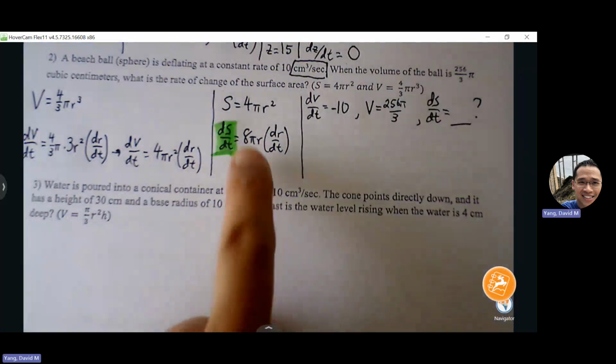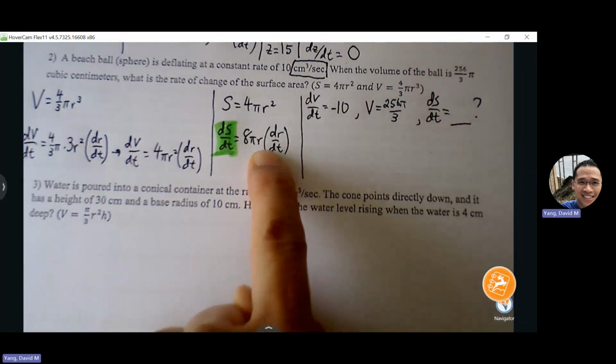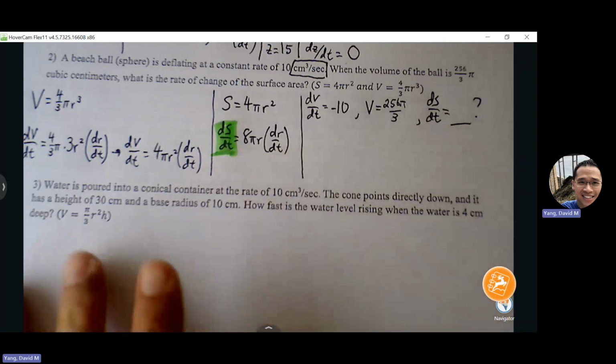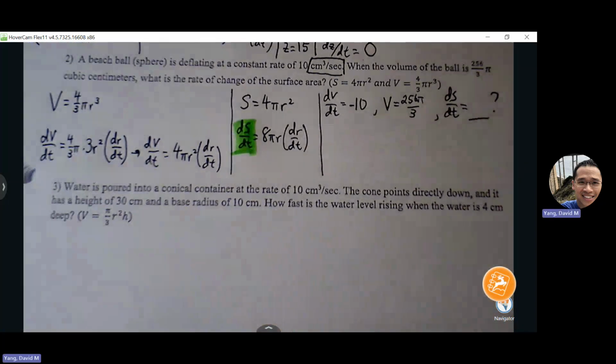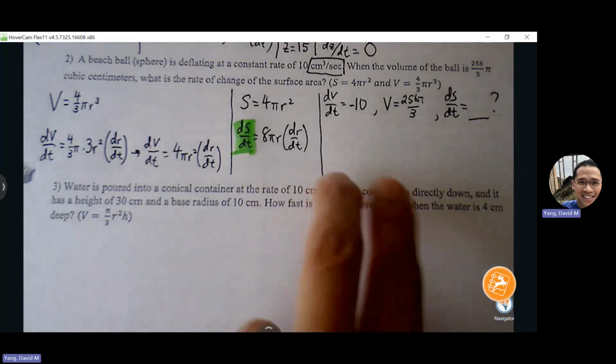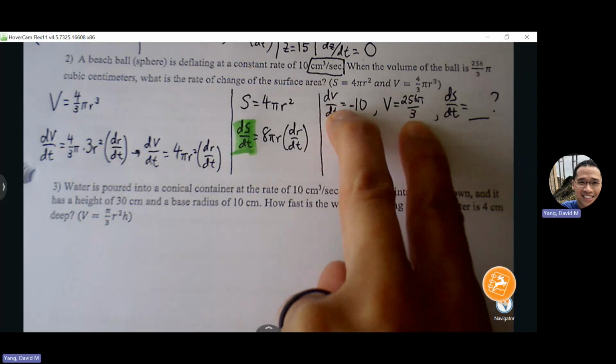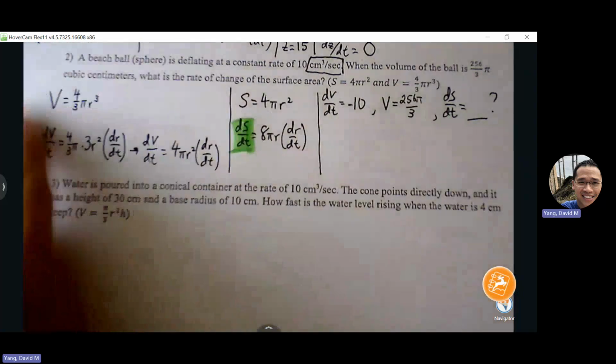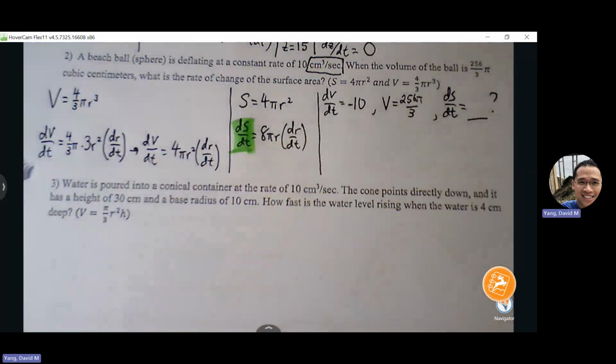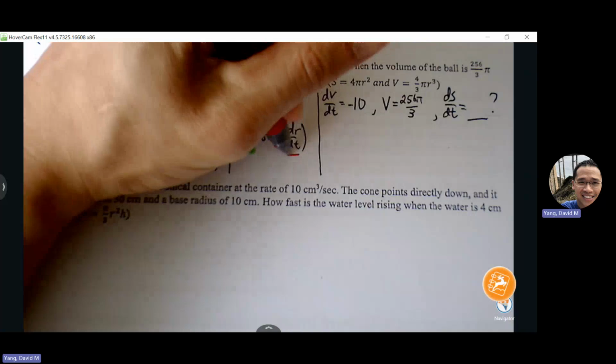Now, ideally, if we can just plug in R and dR/dt, we can be done, right? But it looks like R and dR/dt are not provided for us explicitly, but they gave us dV/dt and volume. So do you think there's any way that we can use these two pieces of information along with the formulas to eventually get to R and dR/dt so that we can plug that in and solve for dS/dt?